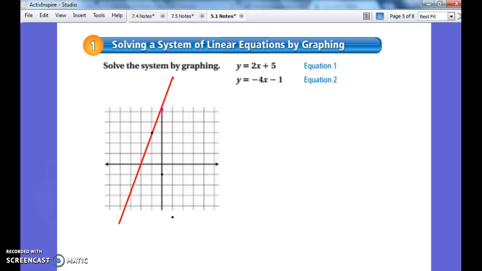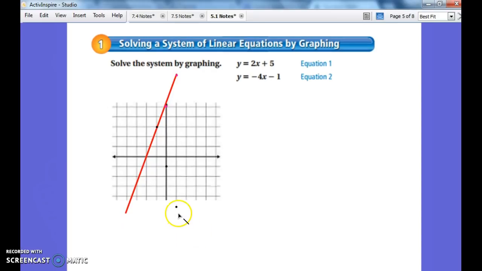Some of you guys already see where the lines actually intersect, but let's go ahead and complete our graph. We do need to go ahead and connect our dots to make a very straight line.